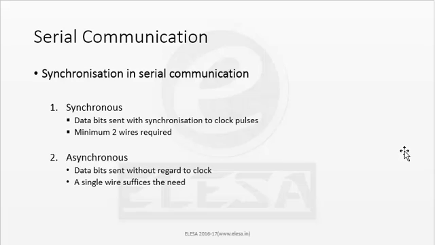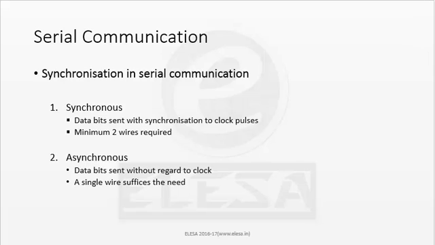While in asynchronous method, no clock is used. Instead, the data frame is modified by concatenation of some extra bits. This frame can be transmitted over a single wire, hence a single wire suffices the need. Now that we have understood the different system of communication and the different ways to serially communicate, we will now learn something about the speed of communication.